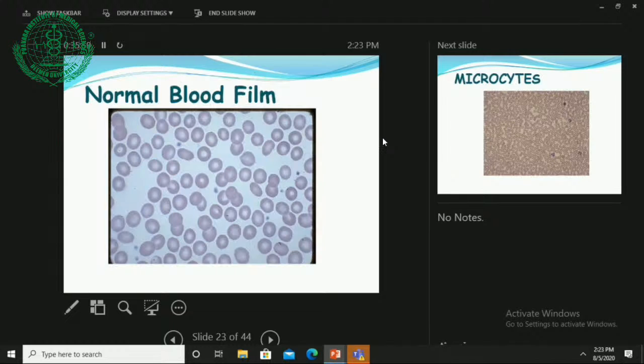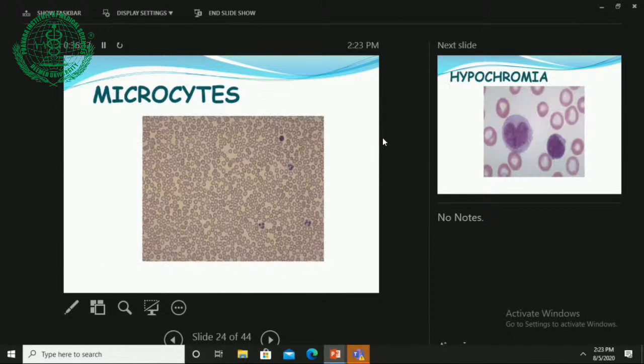Now this is the slide showing the normal blood film or peripheral smear. So this is how the RBCs appear when there is no anemia. This is the film of microcytic anemia. So this is the peripheral smear, how RBCs appear when there is iron deficiency anemia.